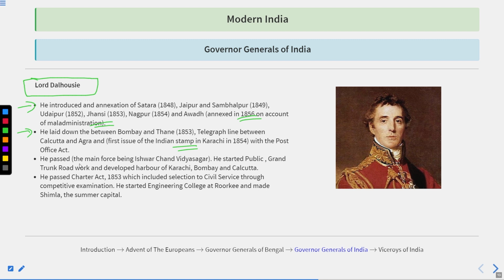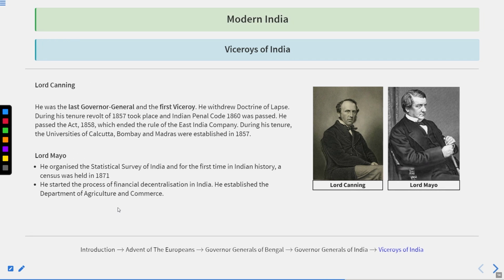He passed the widow remarriage act, the main force being Ishwar Chandra Vidyasagar, and he started the public works and Grand Trunk Road work and developed the harbours of Karachi, Bombay and Kolkata. He passed the Charter Act 1853, which included selection to civil services through the competitive exam. He started the engineering college at Roorkee and made Shimla a summer capital.